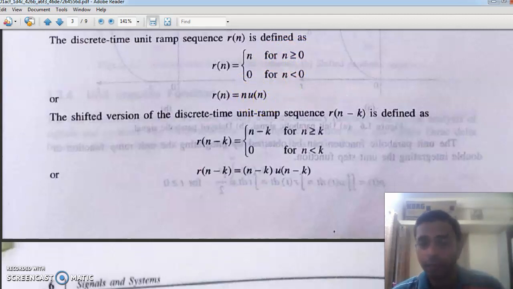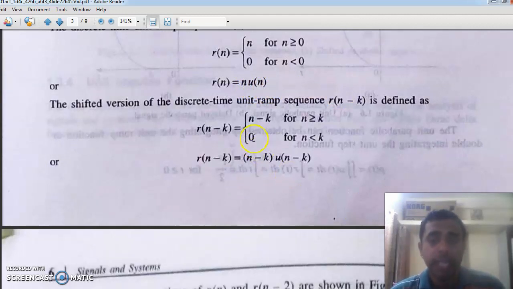Similarly, you can have r of n minus k. It starts at n minus k is equal to 0, that is n is equal to k. So it has a value n minus k for n greater than or equal to k, where the starting point is n is equal to k, and it has a value 0 for n less than k. And by definition only this much, that is n minus k, so in order to ensure this portion, it should be multiplied by u of n minus k. So this r of n minus k is shifted by k samples.